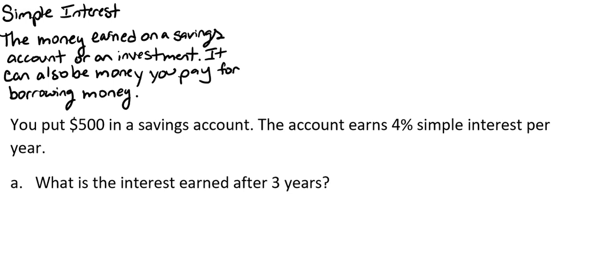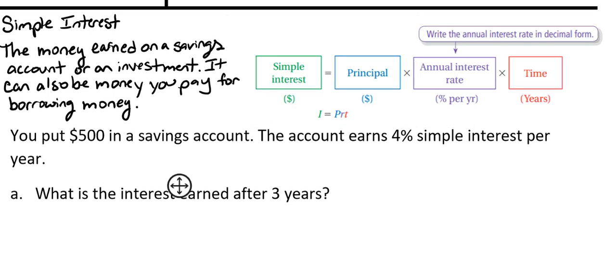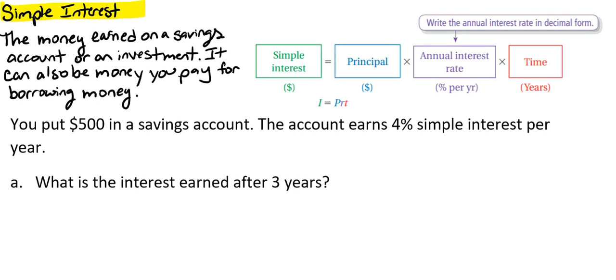The equation that we use is I equals PRT, or the simple interest equals the principal times the annual interest rate as a decimal times the years. So again, this is our simple interest. So let's do some examples to see how to use our equation.